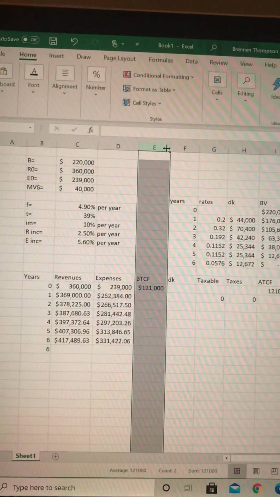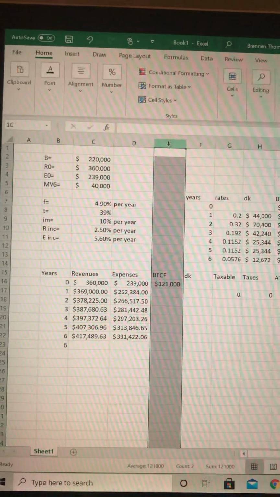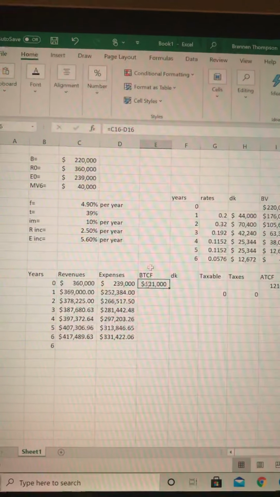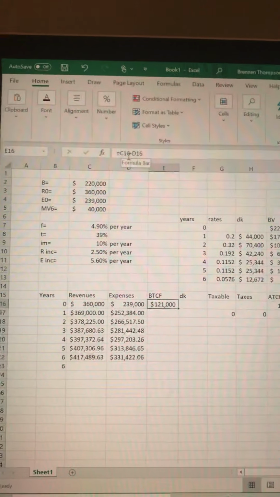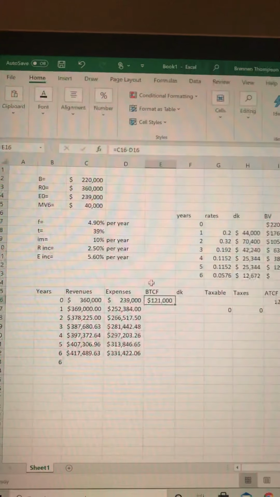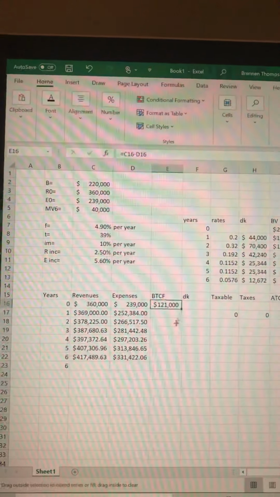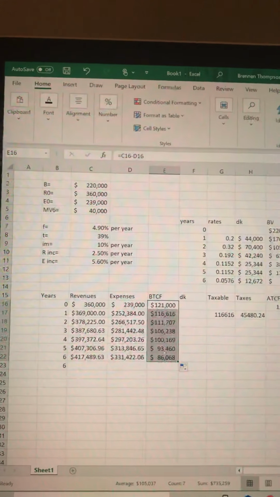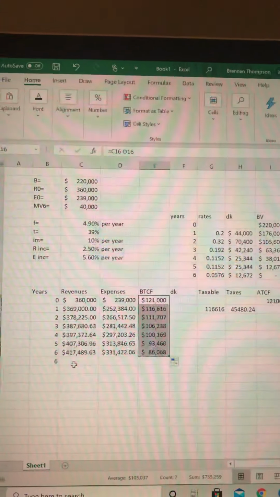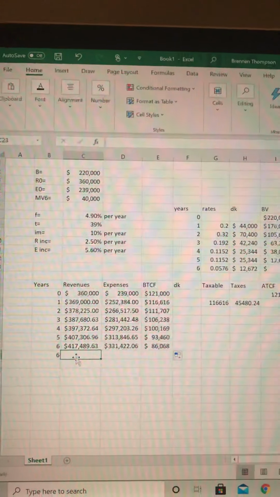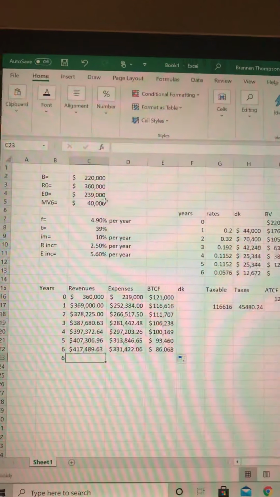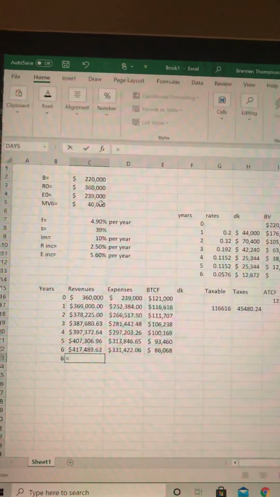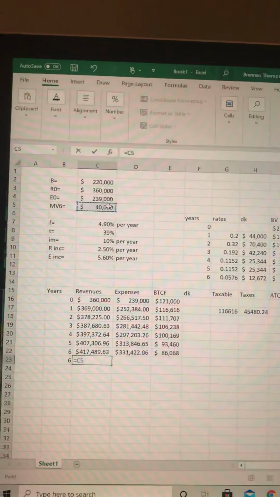Alright. And then for our before tax cash flow, all that equals is the revenues minus expenses. So we can get that for all these values. The second year 6 is here just to represent the market value that is given. So this is going to be equal to this.